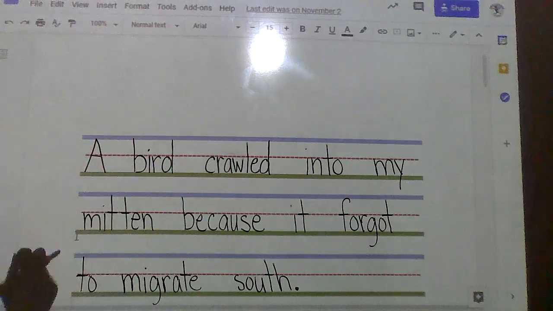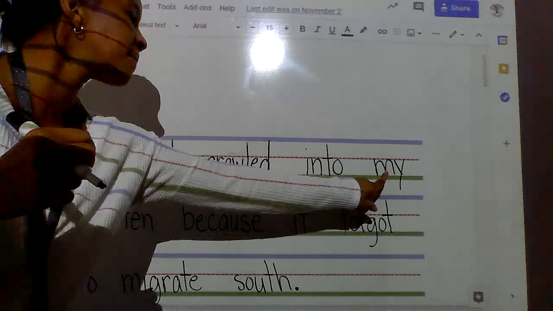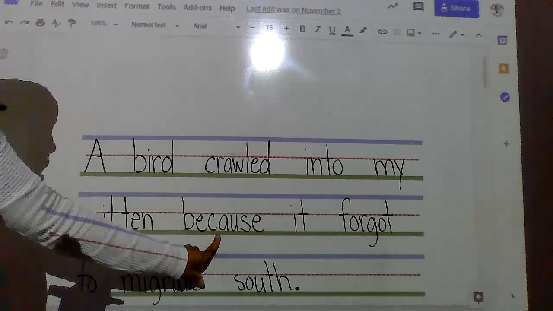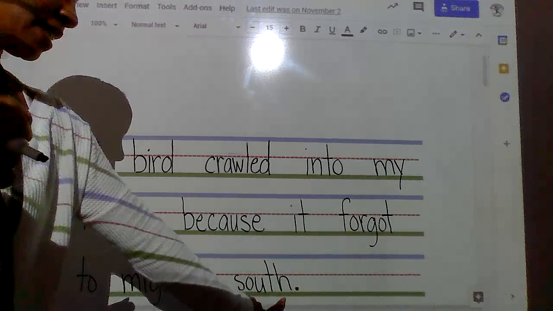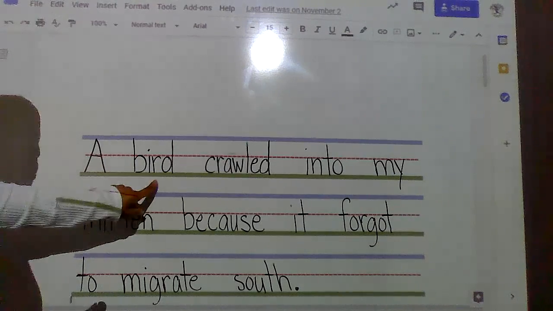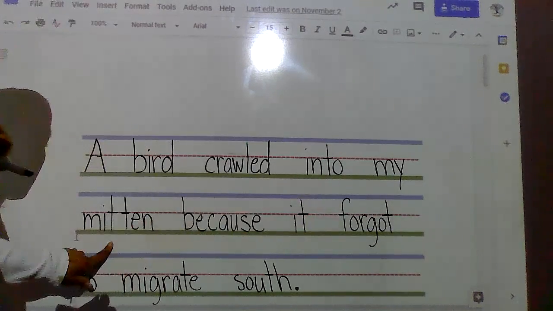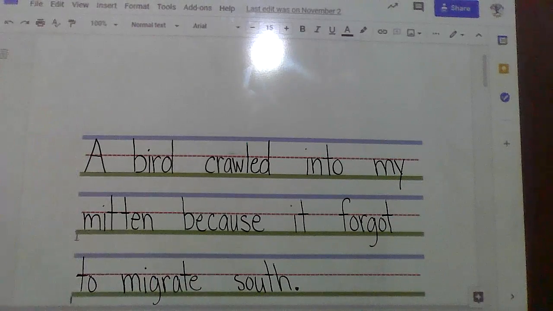All right, let's read it. A bird crawled into my mitten because it forgot to migrate south. Remember, most birds or lots of birds fly south where it's warm in the wintertime. Now, I said I was going to have 12 words in my sentence. Let's see if I have 12 words. 1, 2, 3, 4, 5, 6, 7, 8, 9, 10, 11, 12 words in my sentence.